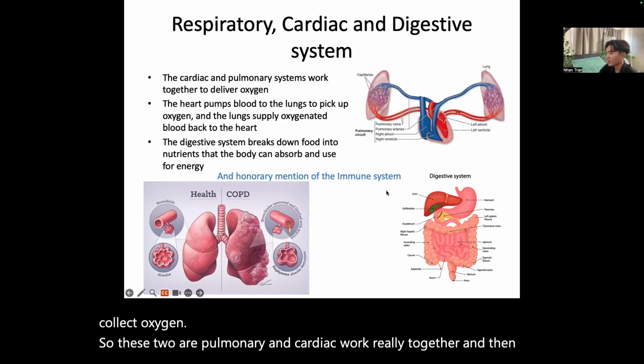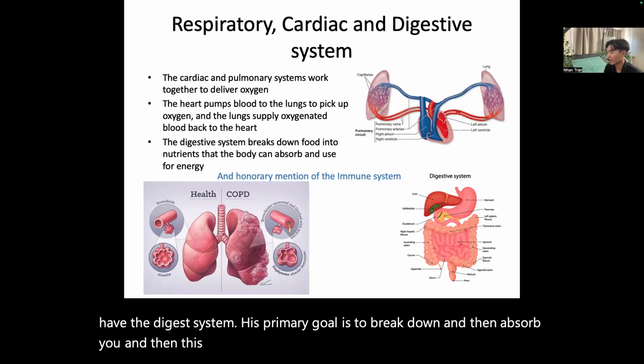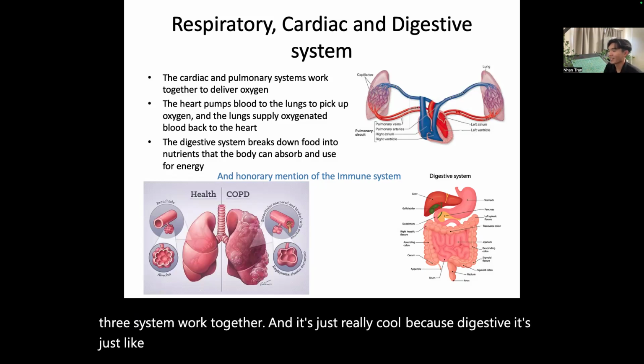And then we have the digestive system. Its primary goal is to break down and then absorb food. In this paper, you will get to learn how these three systems work together, and it's just really cool because digestive is a totally different thing and still contributes.